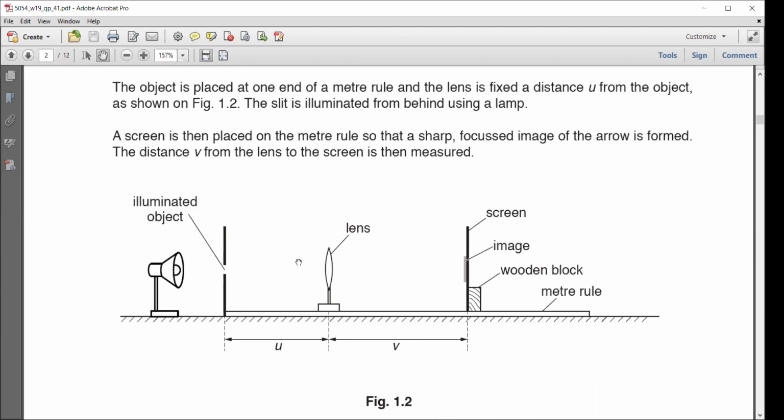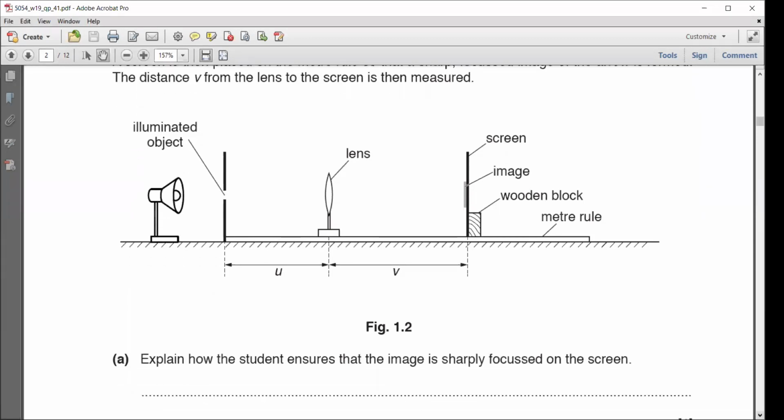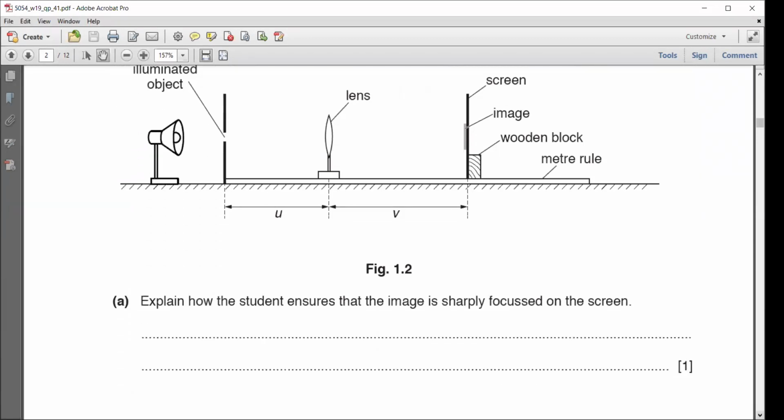Now, this part already read by Adnan. Now let's go for the question. What the question is asking, I think they would have done in our physics lab practical. They can answer this question. Read, Adnan. Explain how the student ensures that the image is sharply focused on the screen.